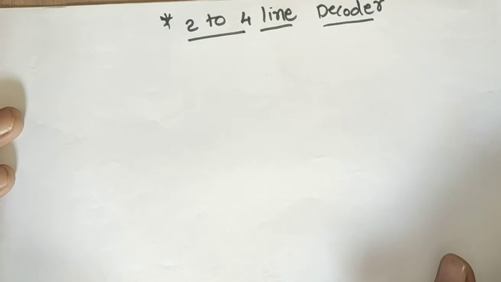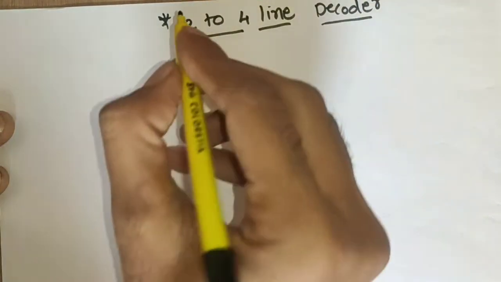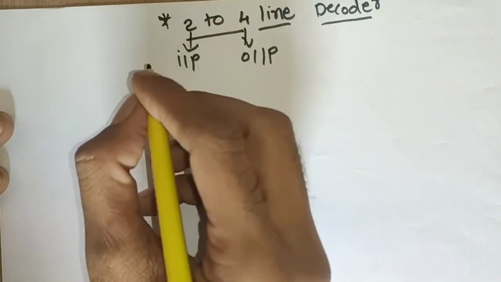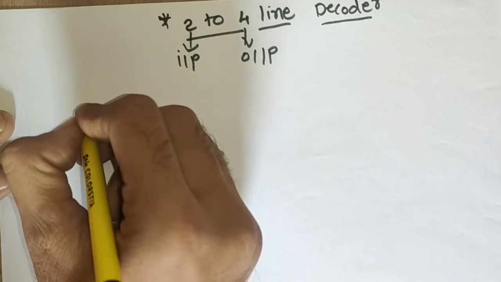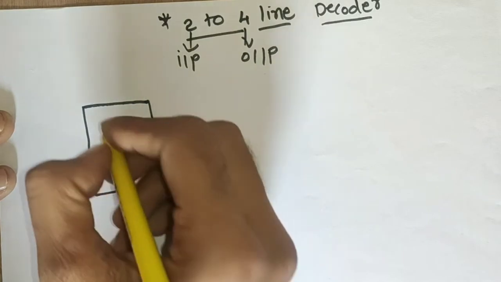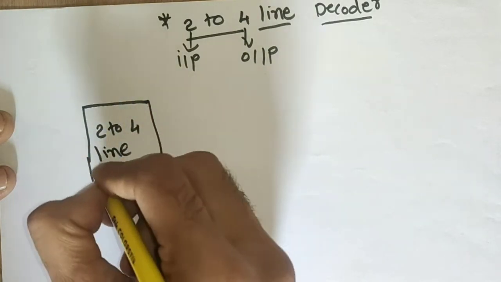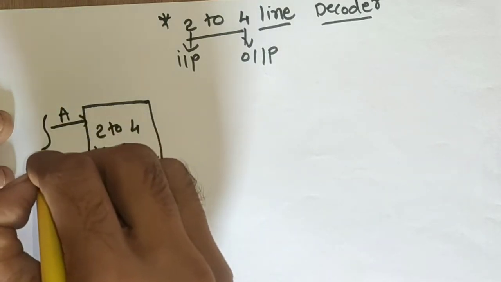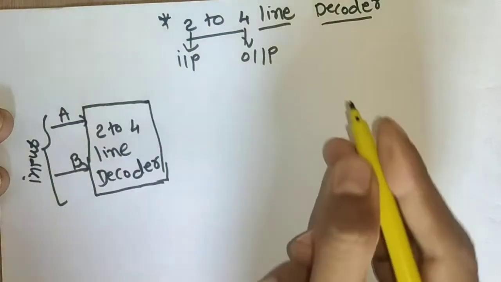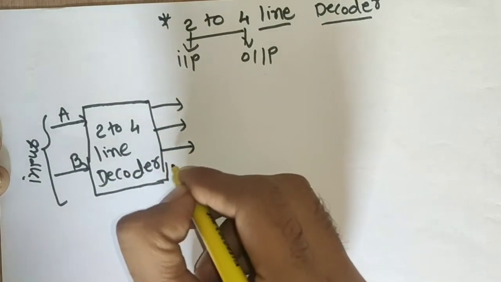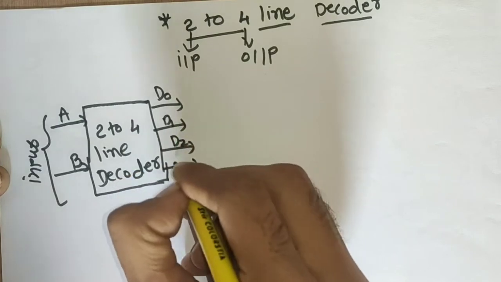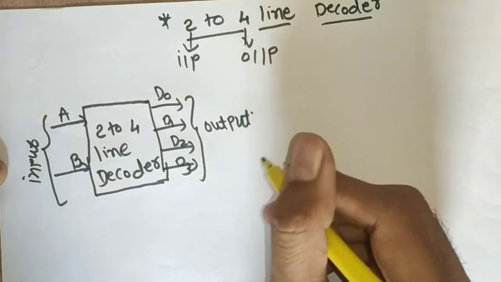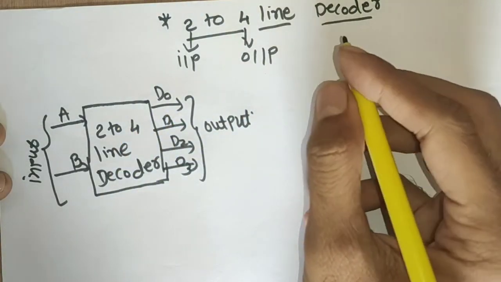In this decoder, first we design the block diagram of the 2 to 4 line decoder. Dear students, 2 represents the inputs and 4 represents the outputs. This is the 2 to 4 line decoder. We apply 2 input signals, named A and B. This is the input, and here we generate the 4 outputs, named D0, D1, D2 and D3. This is the output. Now using this block diagram, we can design the truth table of the 2 to 4 line decoder.